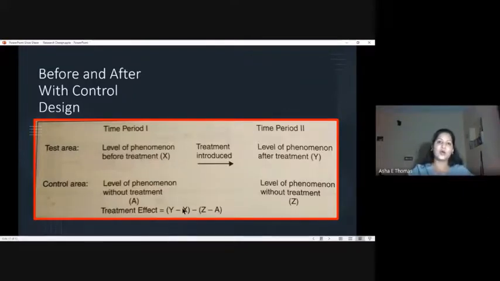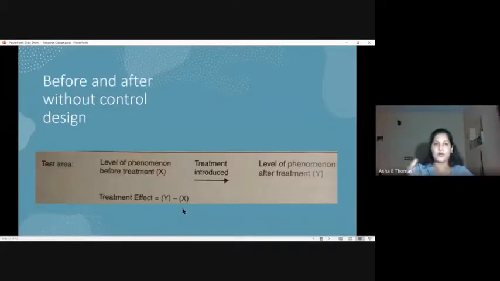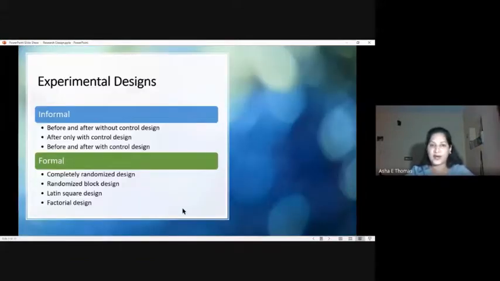Such designs had their origin in agriculture science, and we can broadly categorize these designs into two groups, informal and formal designs. Today we discussed the informal ones. There are three categories. The first one is before and after without control design, the second one is after only with control design, and the third is before and after with control design, which was the last one we discussed.